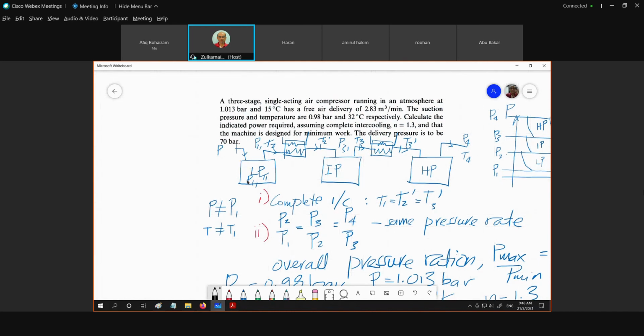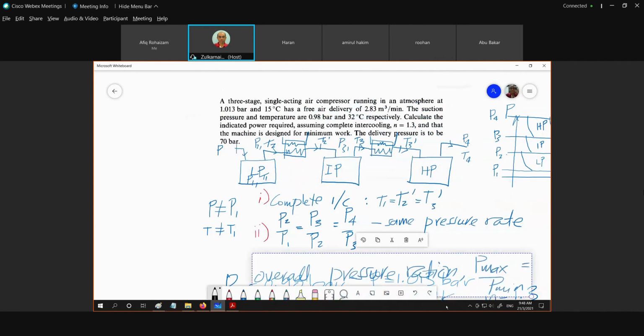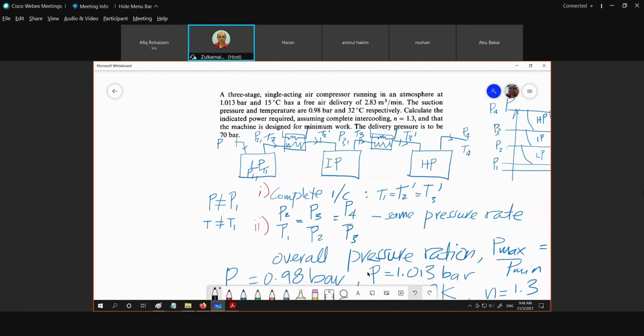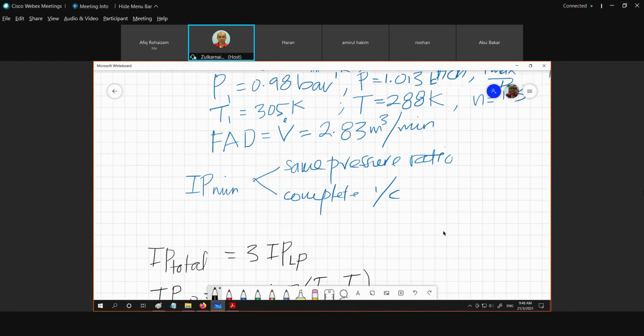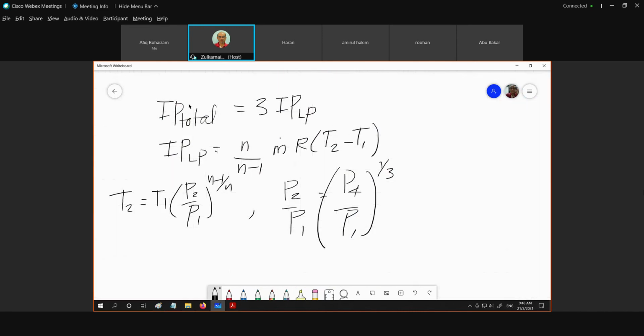Lihat, this is P1. The compression process always begin at P1. Dia bukan begin dekat P, ni kita punya condition untuk ambient. Right? Free air. So kita always begin at P1 and T1. Kita compresskan kepada P2, T2 in this case for the IPLP. Right? Okay. So saya suka guna yang ni lah. IP total sama dengan 3 IPLP.